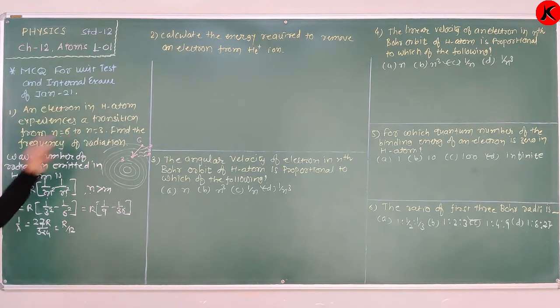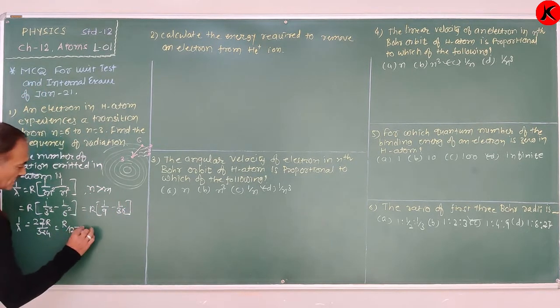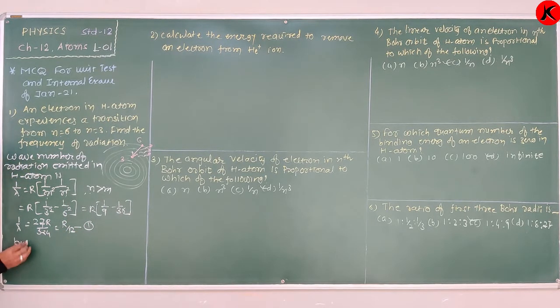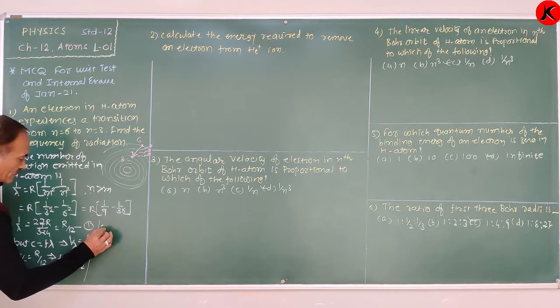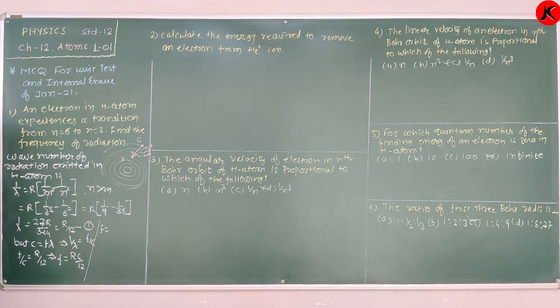But we require the frequency, not the wavelength. So we know that c is equal to f lambda. Therefore, 1 upon lambda is equal to f upon c. Substitute here. Therefore, f upon c is equal to R by 12. Therefore, the frequency of this radiation is Rc upon 12. What is c? c is the velocity of light in vacuum. Therefore, frequency f is equal to Rc upon 12.